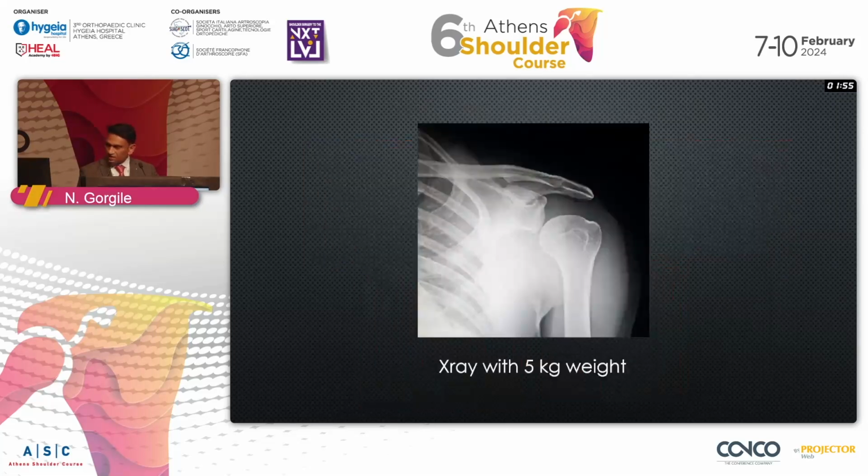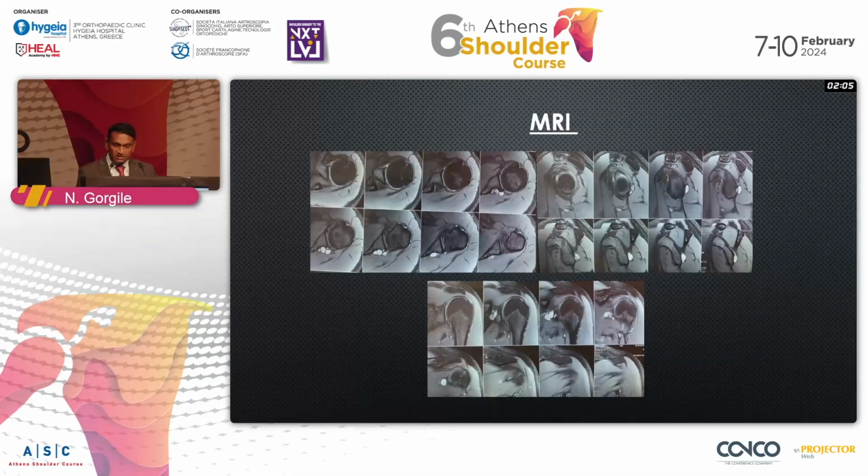I did the X-ray. This is the X-ray with the 5 kg weight. We can see that there is an inferior subluxation of the humeral head, and this is the MRI scan. Surprisingly, what we found in this patient is a posterior labral tear and a posterior paralabral cyst also, and there is some mild retroversion of the glenoid.